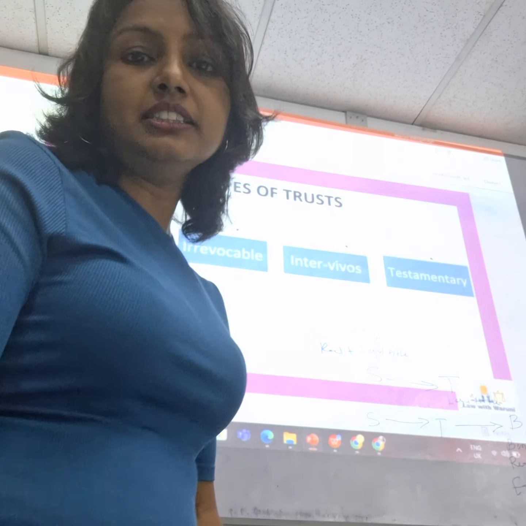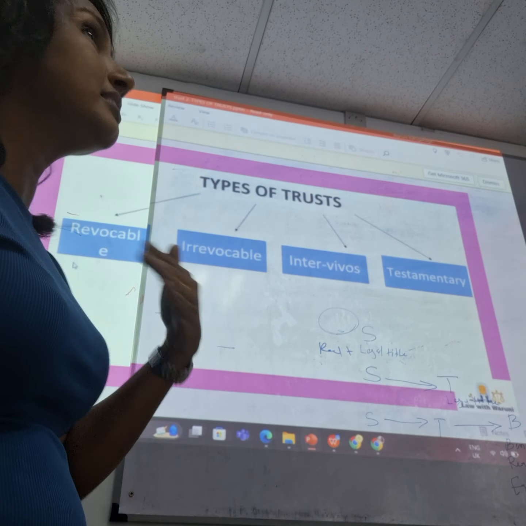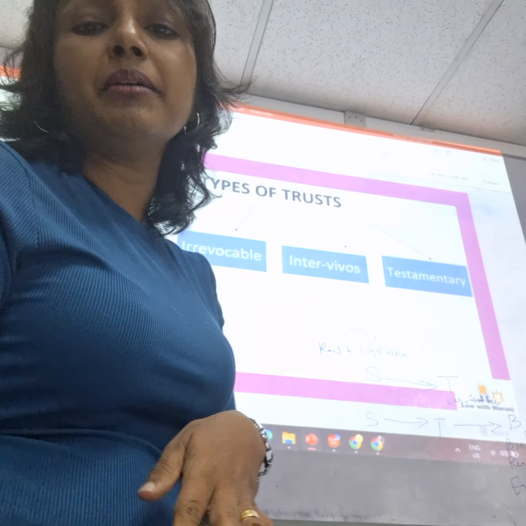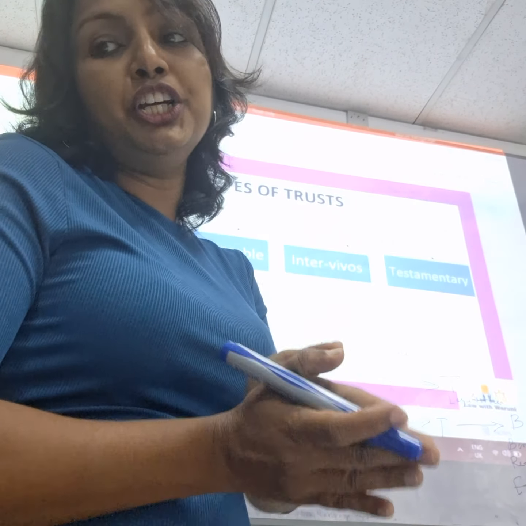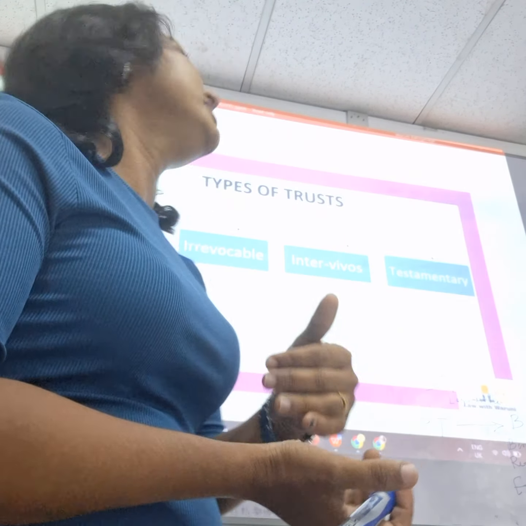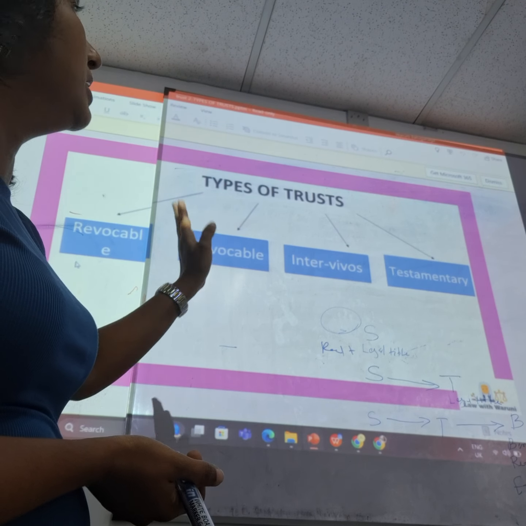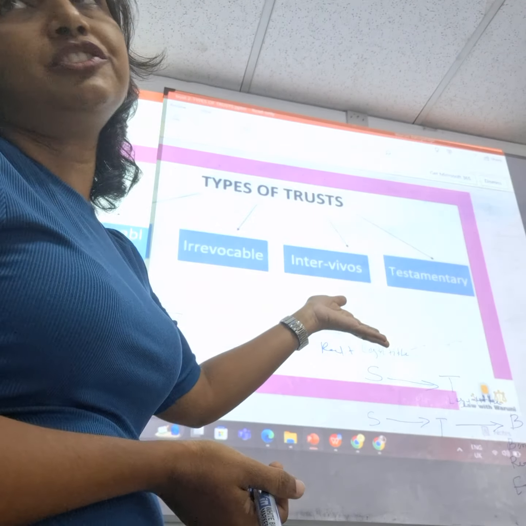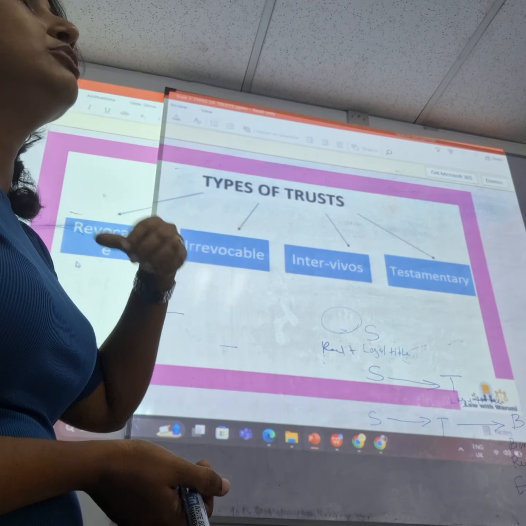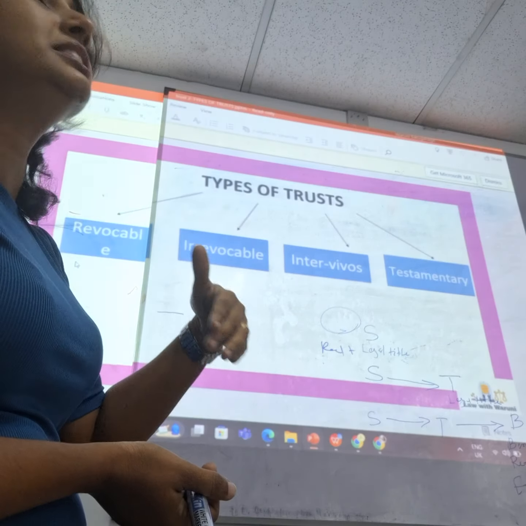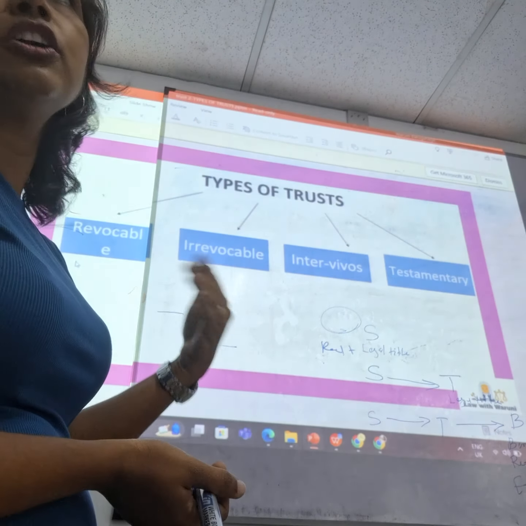So under types of trust, there are a few types of trust. These types could be divided initially into four categories. We can divide it as revocable, irrevocable, inter vivos, and testamentary trust. Revocable and irrevocable means you can change. Revoke means you can change the trust. Irrevocable means you cannot change it at all.